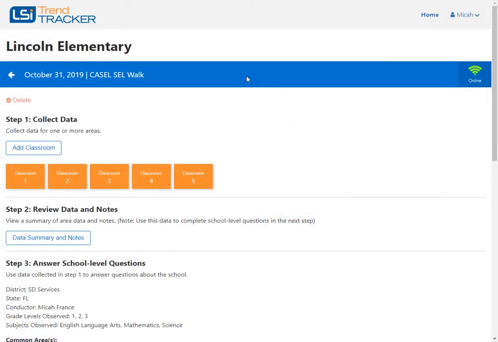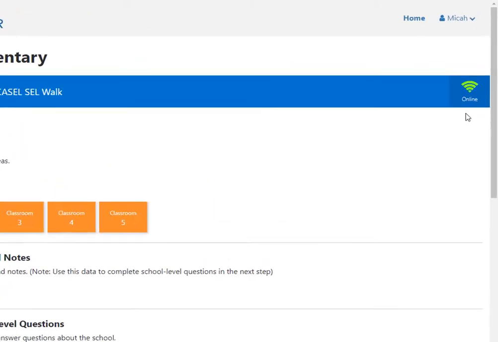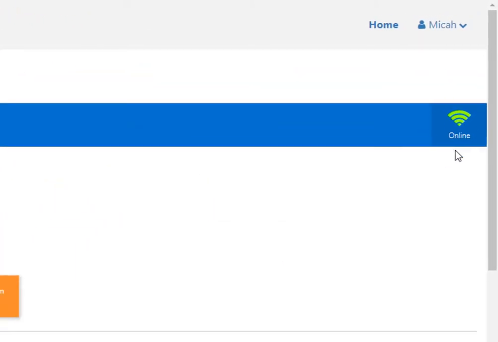Here we see what the walk screen looks like. The objective during the walk is to observe the implementation of SEL strategies throughout the school. Observers should plan to visit a variety of classrooms. Classroom visits last from 10 to 15 minutes in most cases. One thing you don't have to worry about is spotty Wi-Fi. Once you start a walk, you can visit as many classrooms as you like, even if there is no internet connectivity. The system will sync the data once you are back online, indicated by the online icon.